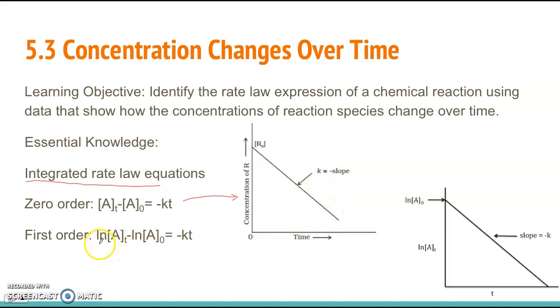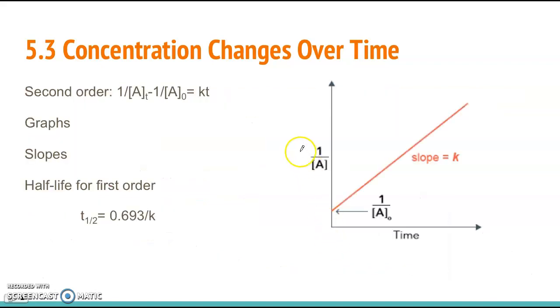A first order equation, that's where natural log versus time gives you a straight line graph. So that's shown over here. Then in a second order equation, it's 1 over the concentration versus time. It gives you a straight line graph. And here the slope is positive K.